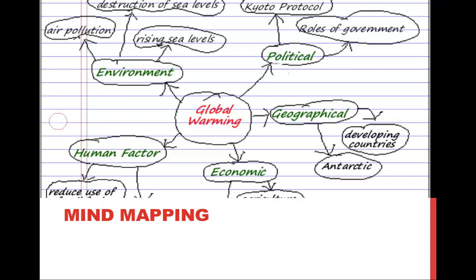You put out some branching examples of things like the human factor we already mentioned is branching out from the economic side of global warming, geographical, political, environmental, and you connect to those in the little bubbles terms that connect up. So up in political, you can see there's Kyoto Protocol. That's a treaty that was signed regarding global warming. The roles of the government in global warming are coming out off to the side.